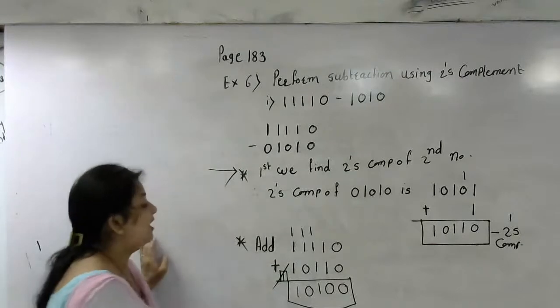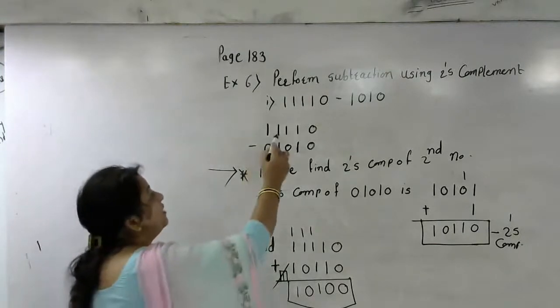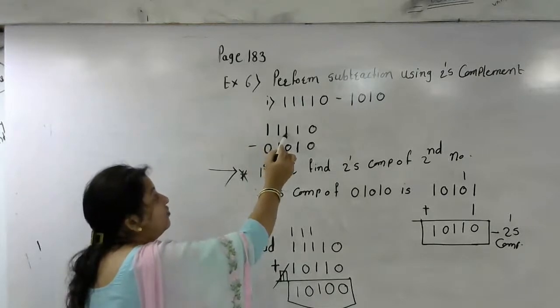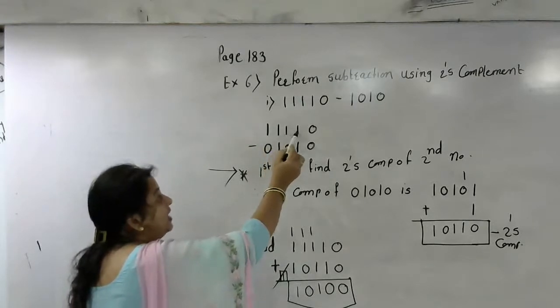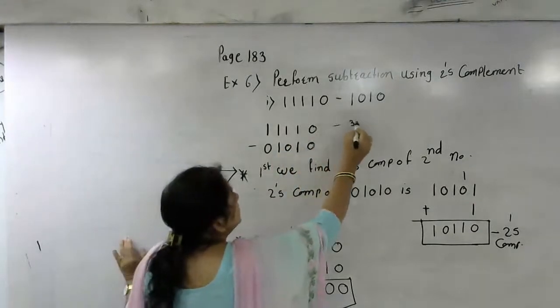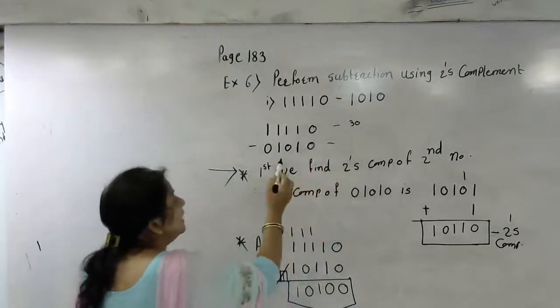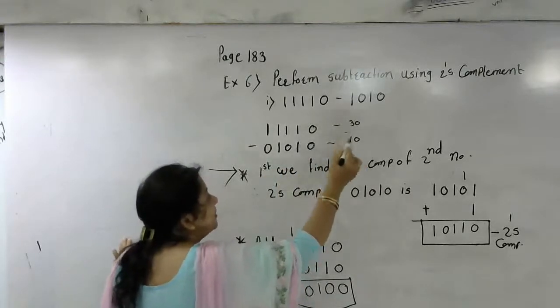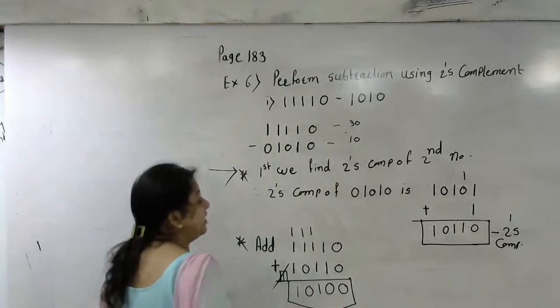Now we try to find it by decimal. So 1111 means 16 plus 8, 24. 24 plus 4, 28. 28 plus 2, 30. The meaning of this is 30. And this is your 8 plus 2, 10. 30 minus 10, your answer must be 20.